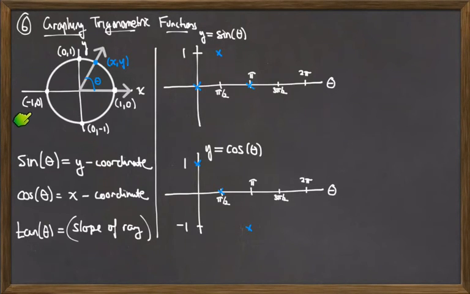Now I'm going to come around to 270 degrees, or 3 pi over 2. The y value is -1. That's the sine. Plot it. The x value is 0. That's the cosine.